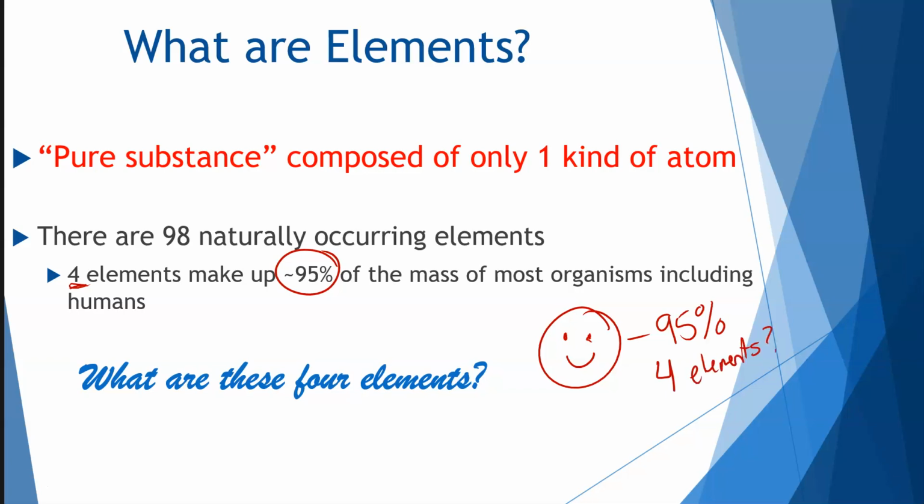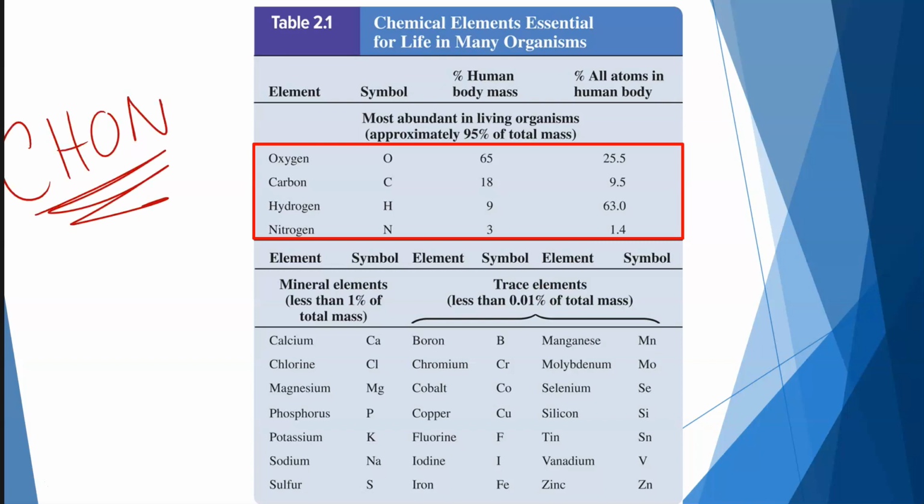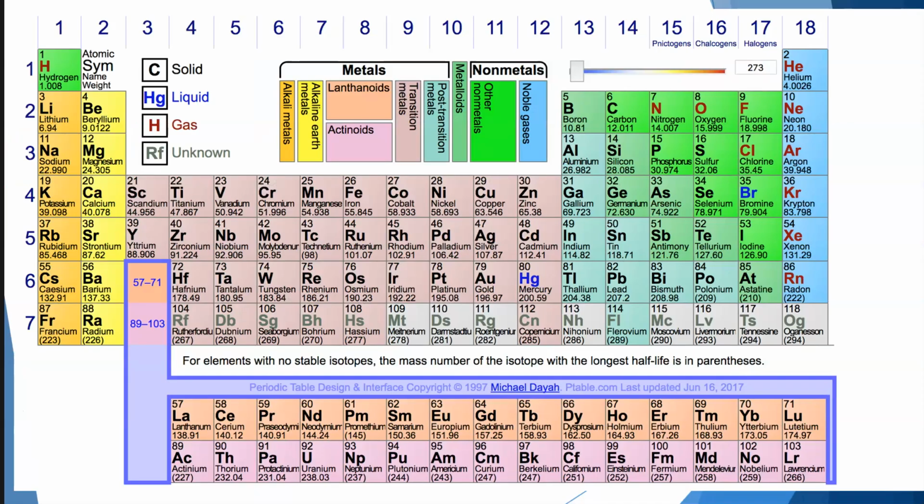Hopefully you said carbon, hydrogen, oxygen, nitrogen. I like to think of it as CHON maybe. So these are going to be the 4 elements that make up a majority of your body mass. Like I mentioned before, this is the periodic table. We'll talk a little bit about how this table looks and how you can read it more clearly, but this is an example of one if you hadn't seen one in a while.